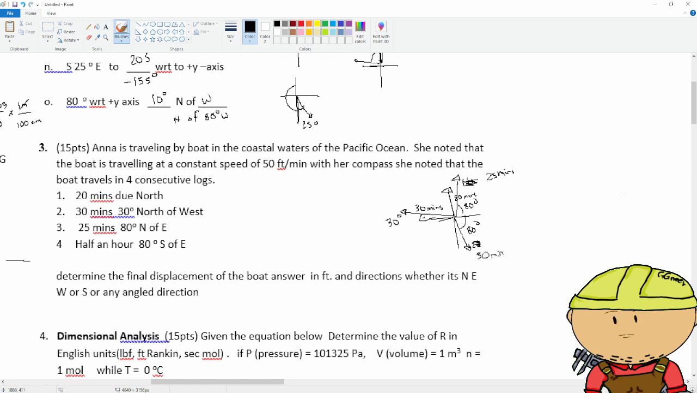We're gonna put that on a component method table. So the 20 minutes, 30, 25, 30. Or you could multiply each by 50 feet per minute, or we could just do that later. I'm just gonna do that later. We want the resultant. Determine the final displacement, so we want the resultant.